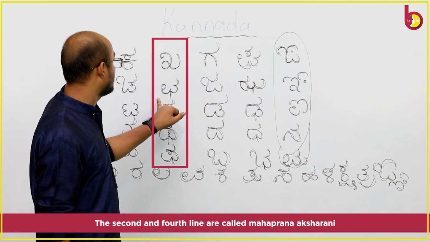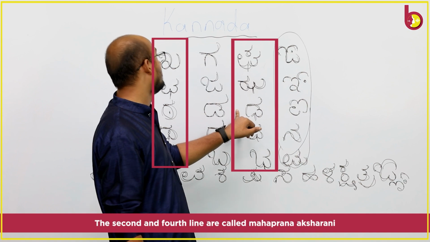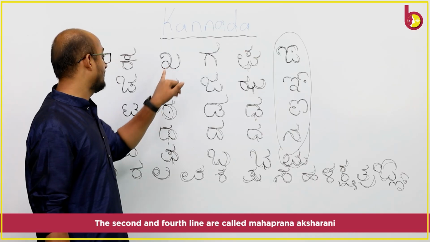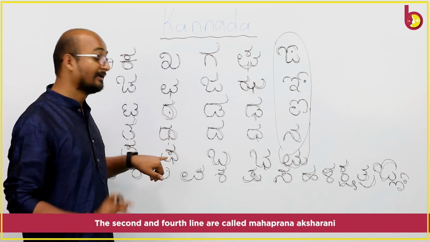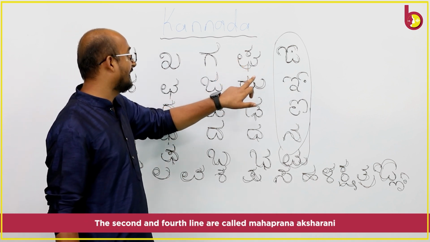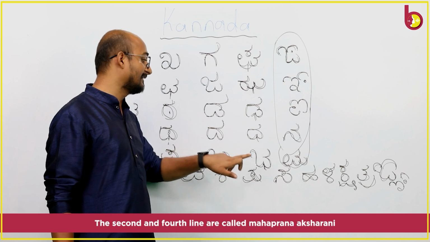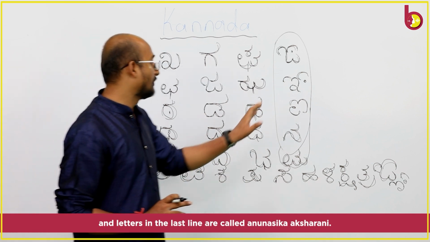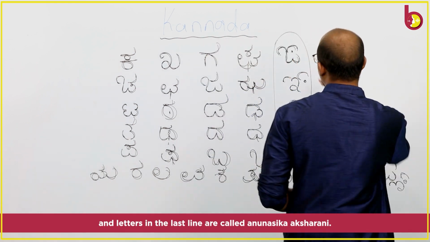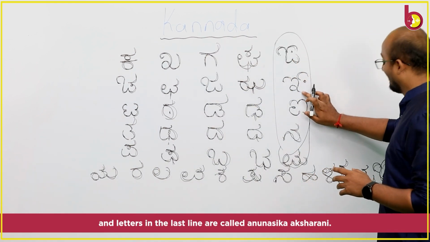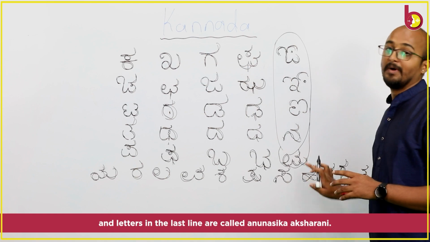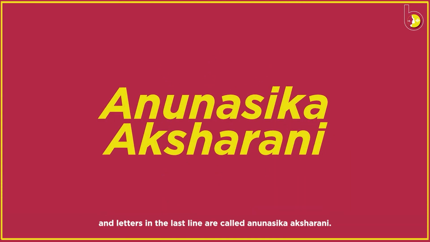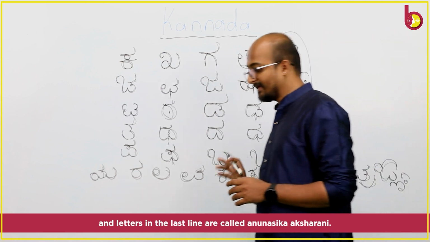And the second line and fourth line are called Mahaprana Aksharani. So how? Kha, chha, tha, tha, pha. And the fourth line: gha, jha, dha, dha, bha. All these are called Mahaprana Aksharani. So the last letters, five letters: nya, nya, na, na, ma. All these are called Anunasika Aksharani.